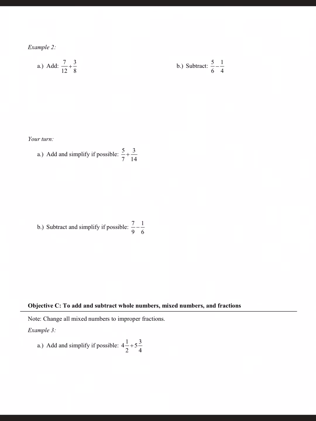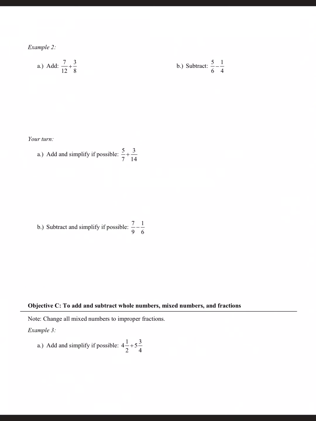So for example 2, we're going to add. We have 7/12 plus 3/8. Now when we look at these first, we see that they do not have a common denominator. One's a 12, one's an 8. We now need to get those to have the same denominator. So we need to find a number that 12 and 8 both go into evenly. So we have to think of the multiples of the denominators.